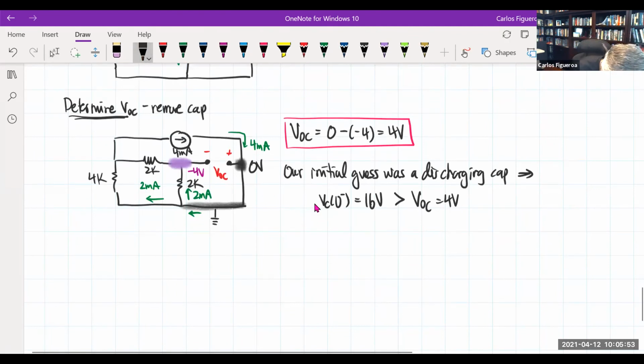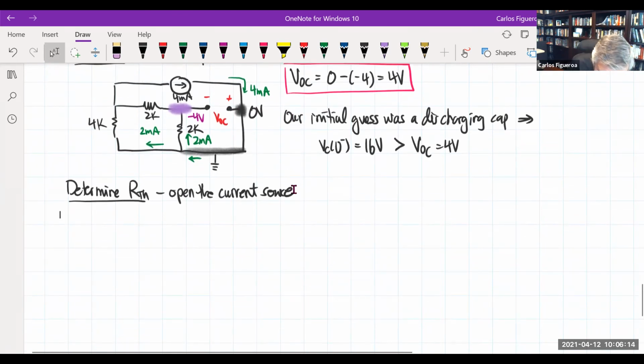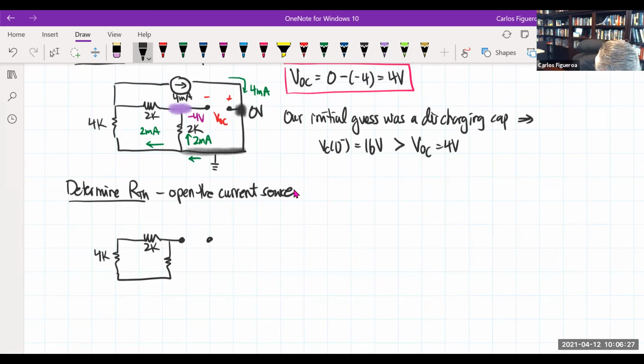So now what am I going to do? I'm going to go determine RTH. So what do I do? I open the current source. So here I go. If I open the current source, what that means here is that I have the following thing. Well, I have my 4K here. I have my 2K here. And then, of course, I have my open right here. And then I have my 2K here. But now my current source is open like this here. So what this really means, maybe I should have drawn this a little bit different just to make sure that things are a little bit more clear, all we care about is the Thevenin resistance through this thing here.